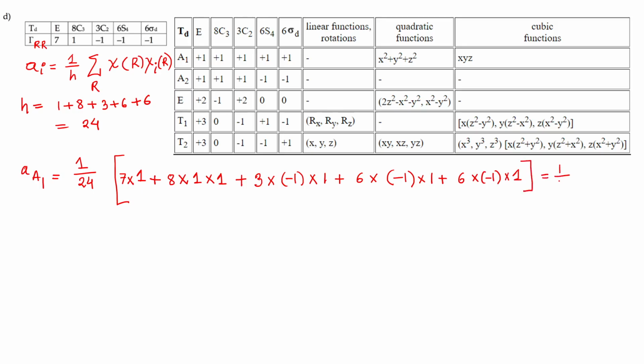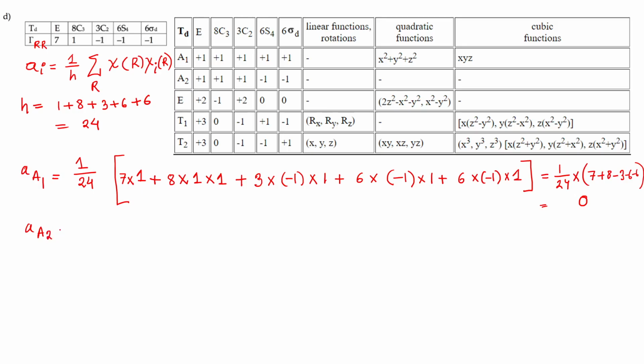This is 1 over 24 into 7 plus 8 minus 3 minus 6 minus 6. Right? So it is 15 minus 15, so 0. There is no A1.